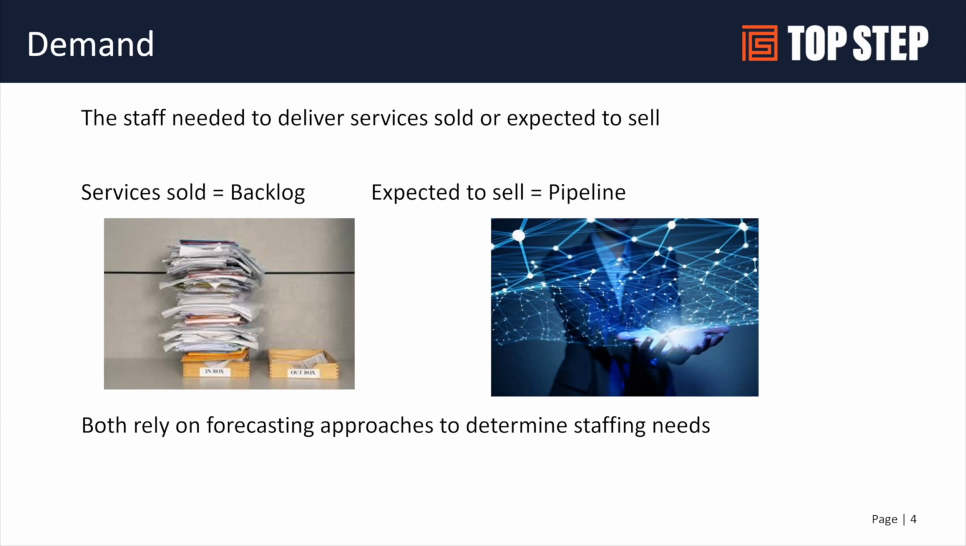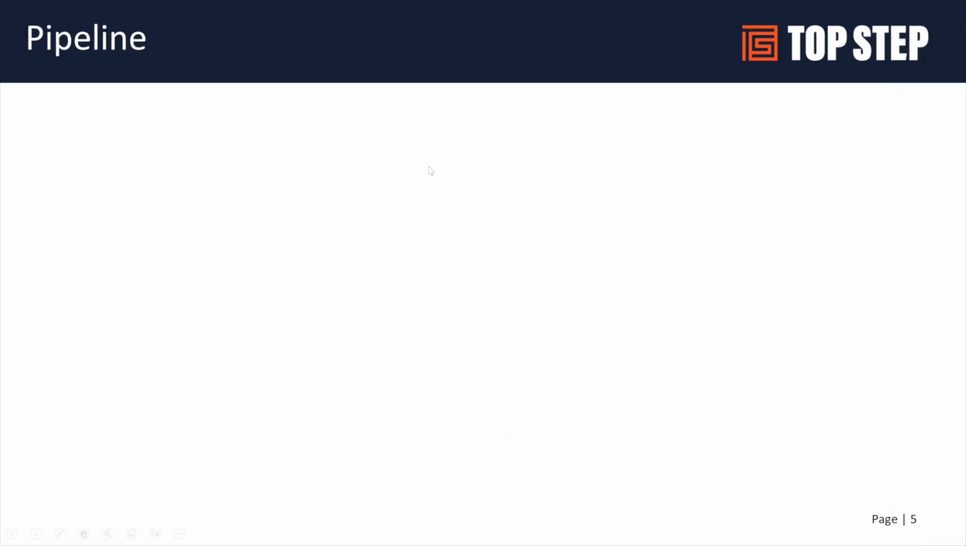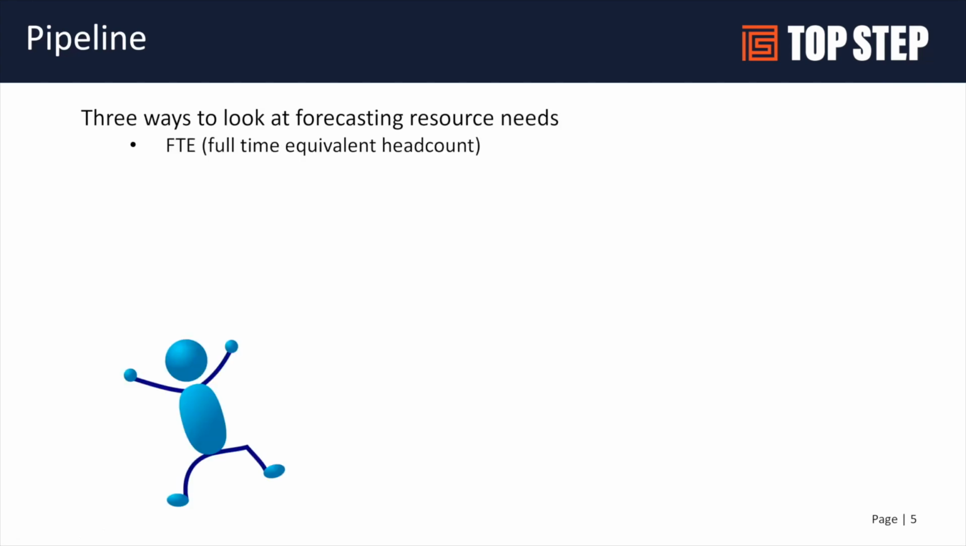And there's a couple different forecasting approaches that we'll take a look at to determine your staffing needs. Let's focus on pipeline. There's kind of three ways to look at forecasting needs. What is the full-time equivalent headcount needed? So this gets back to our FTE requirements. And what do we need from a headcount perspective? This is kind of the highest level and is not quite as pinpoint accurate as some of the other options.